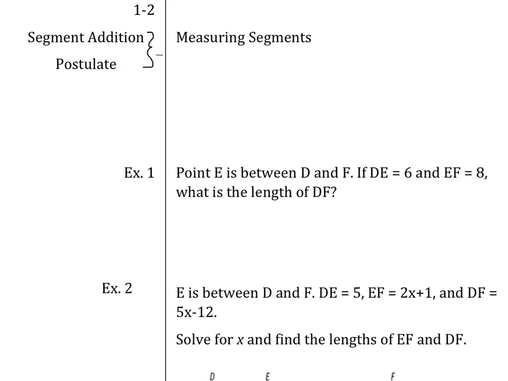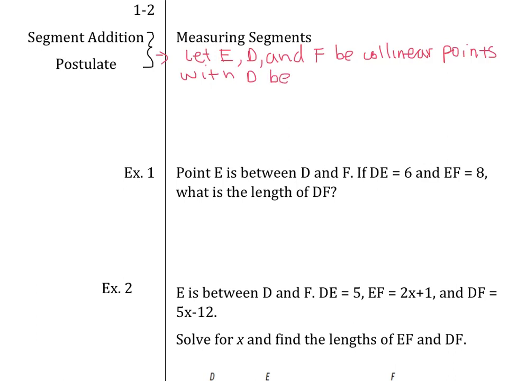So that postulate says the following: let E, D, and F be collinear points with D between E and F. So let's draw a picture first.